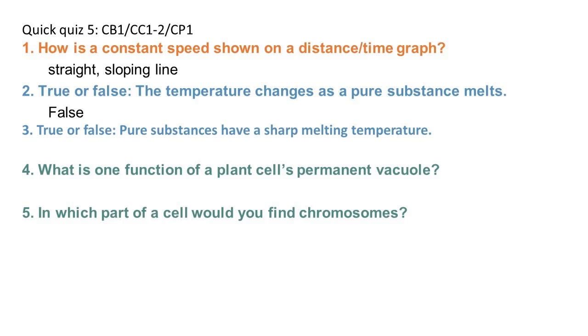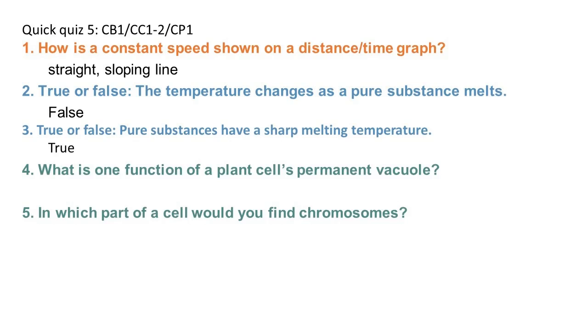So, question 3 was another true or false. Pure substances have a sharp melting temperature. Now, if we think about yesterday's questions, we had a very similar question yesterday, and we said that pure substances tend to melt at one particular temperature. If you have something that is a mixture of substances, each of those things that the mixture is made up of will have its own melting point. So it will melt at a range of different temperatures. So a pure substance will have a sharp melting temperature, so that is true.